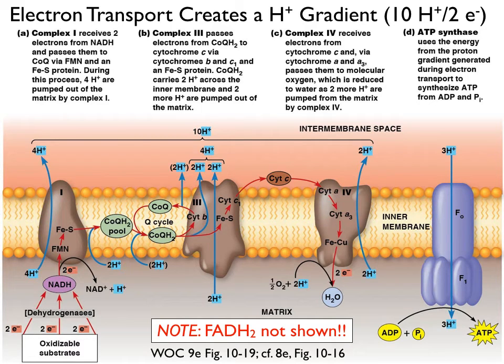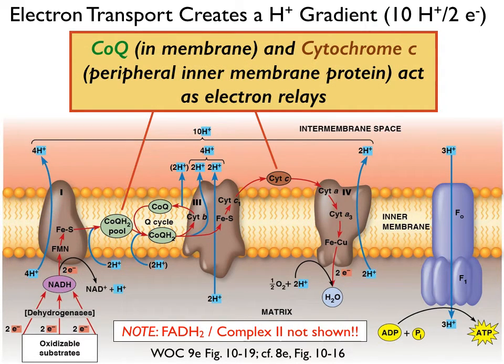All right, so just a reminder, there are a couple of mobile electron carriers here, and they act as a relay system between the major complexes in the inner mitochondrial membrane. Those are coenzyme Q, which hands off electrons between complexes 1 and 3, and cytochrome C, which hands electrons off between complexes 3 and 4. And again, complex 2, which involves FADH2, is not shown here.